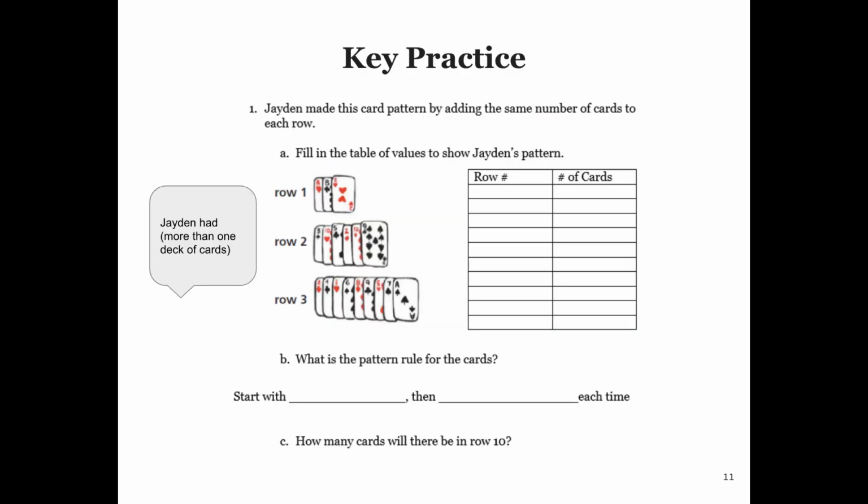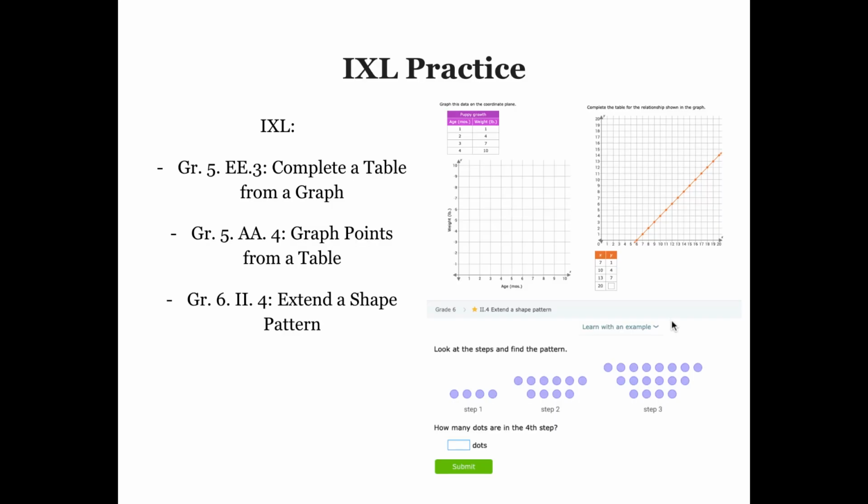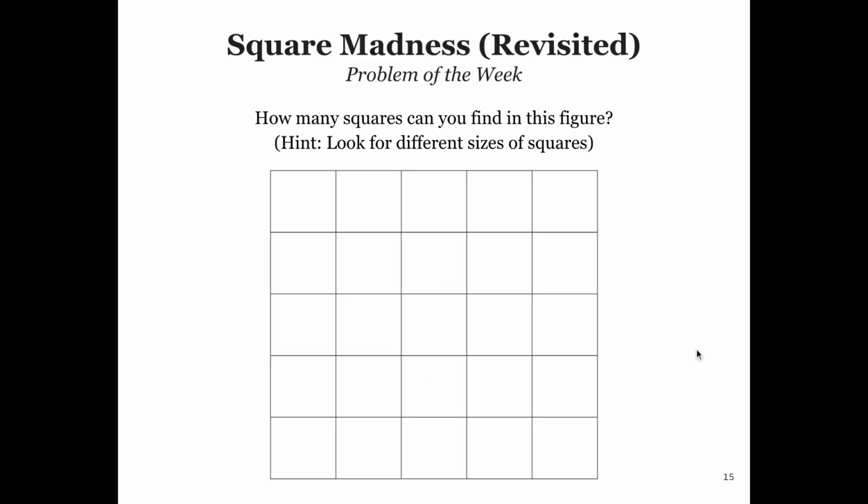And then here's our key practice question. Jaden made this card pattern by adding the same number of cards to each row. So your job is to fill in the table of values to show Jaden's pattern. Write down what the pattern rule is, and tell me how many cards there will be in row 10. By the way, Jaden has more than 1 deck of cards. Okay, and then once you're finished that, hop onto iExcel and try these 3 skills. They are all really good practice.